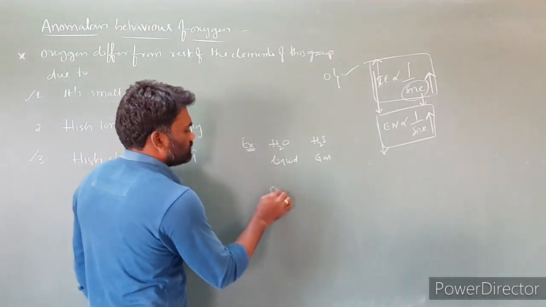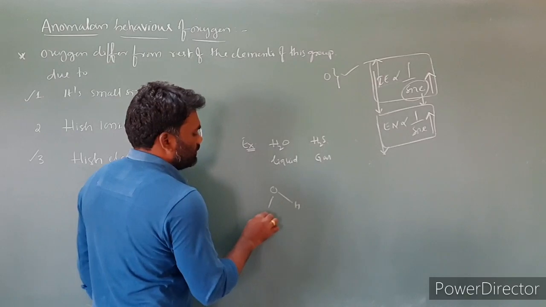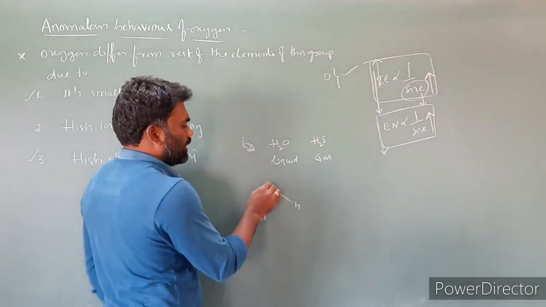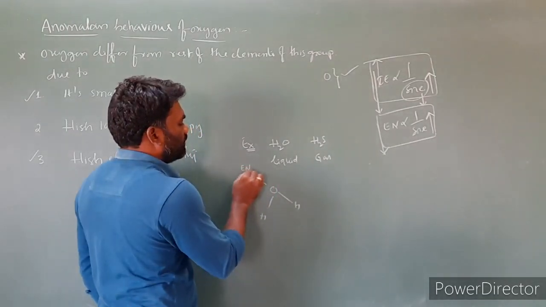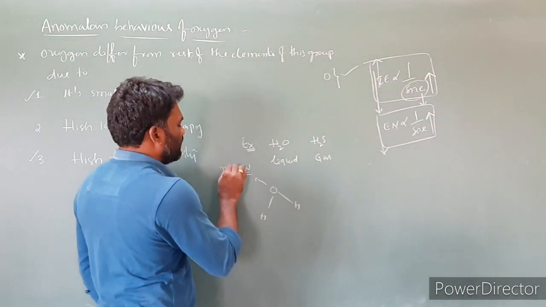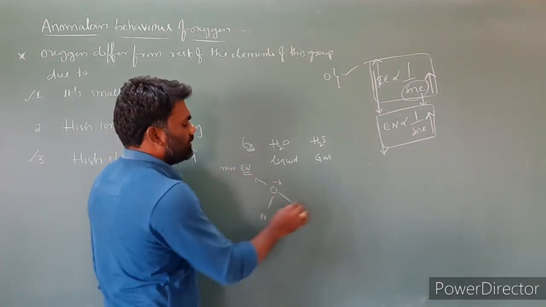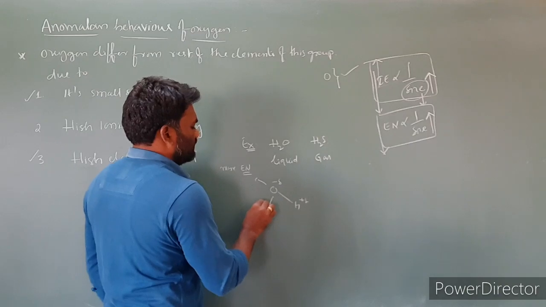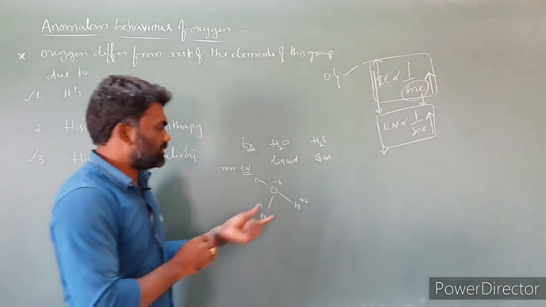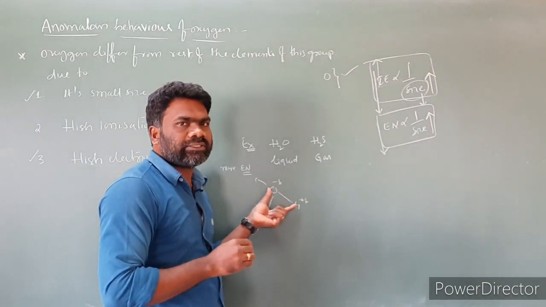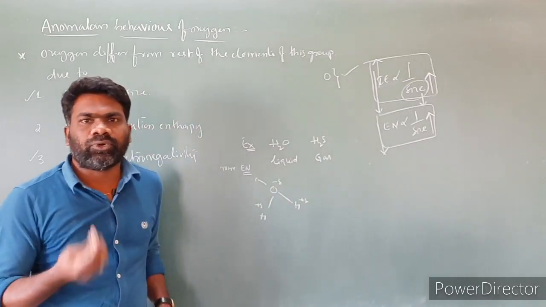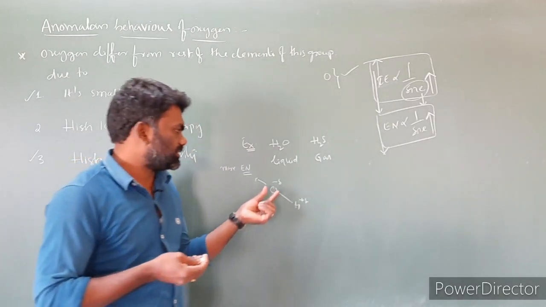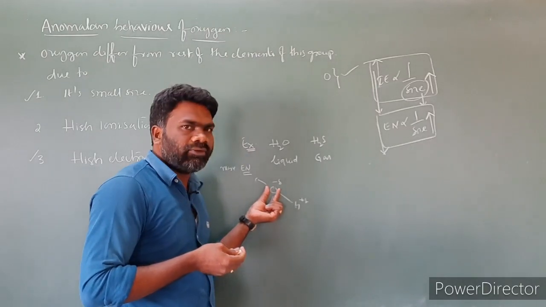I'll show it. Here is hydrogen, and here oxygen is more electronegative. Because of more electronegativity, oxygen has a partial negative charge, and hydrogen has a partial positive charge. So this bond is a polar bond, and this molecule is a polar molecule. Water is a polar molecule. The polar nature of water is because of the presence of the more electronegative oxygen.